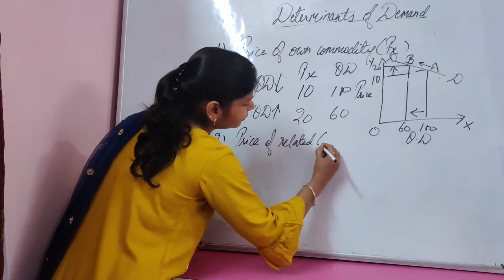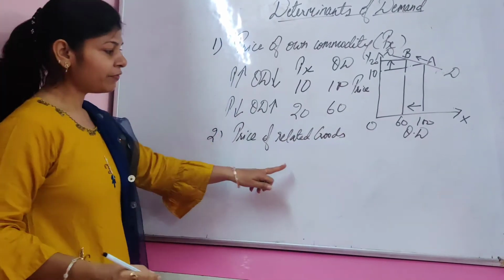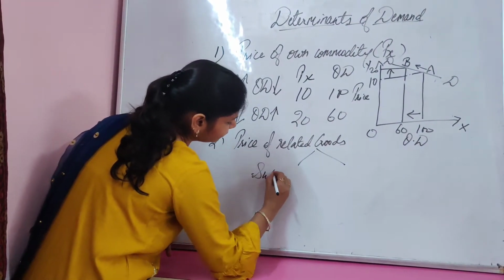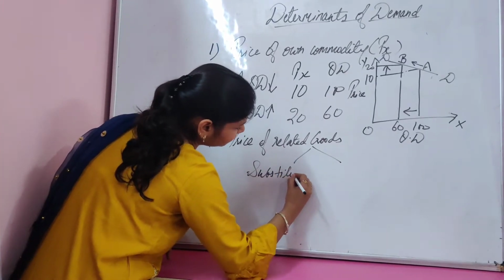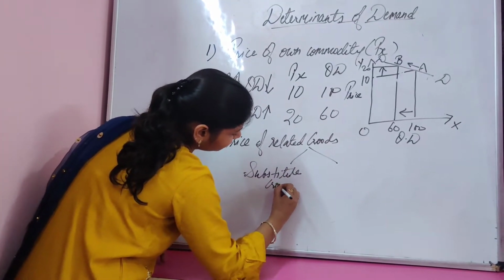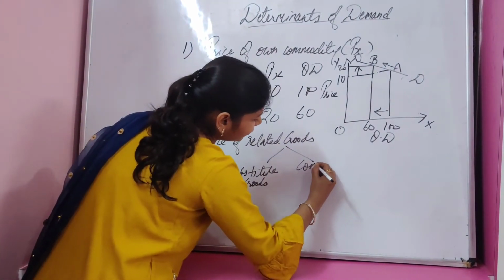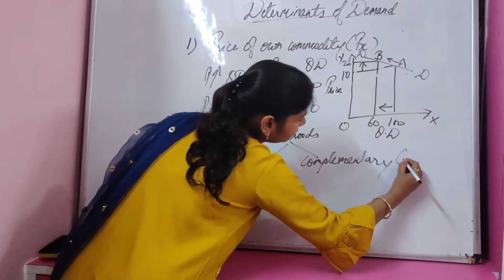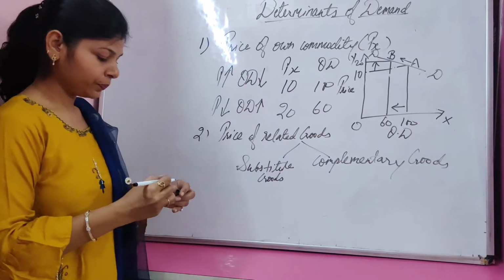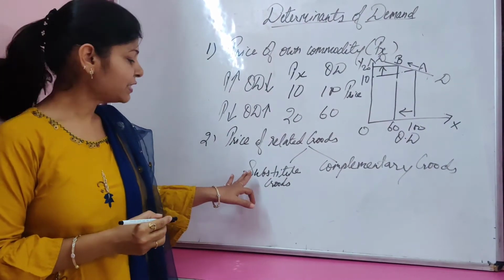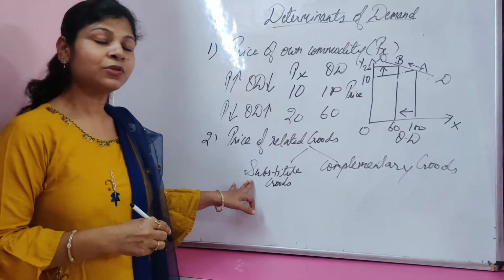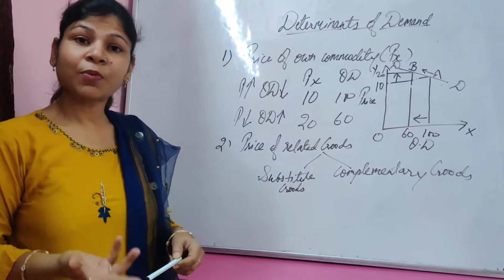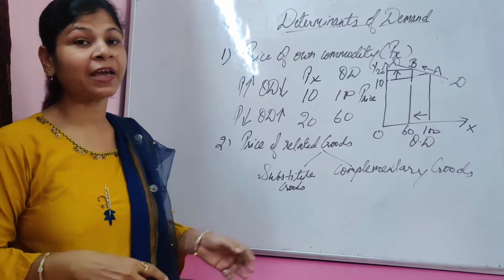Here we will divide related goods into 2 parts. One is your substitute goods, and another one is complementary goods. Now, substitute goods are those goods which can be used in place of one another. We can take so many examples in our day-to-day life, like instead of Coca-Cola, we can use Pepsi. In ice cream also, we have so many brands, like instead of Hammer, we can have Vadilal.